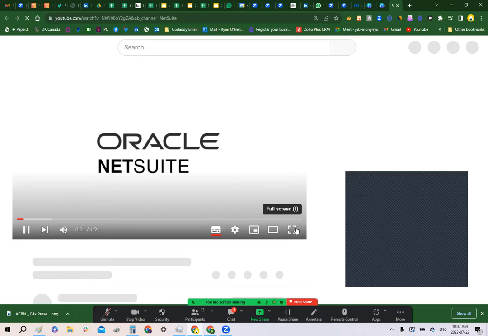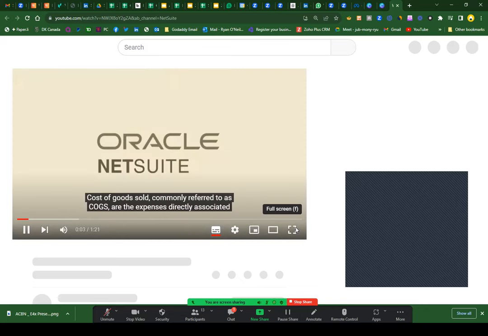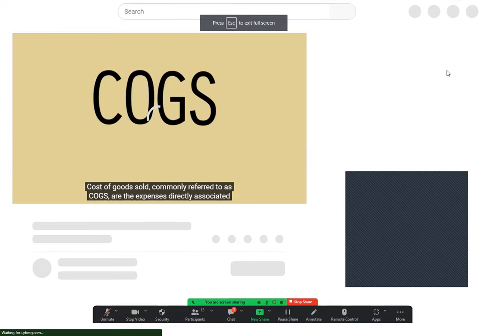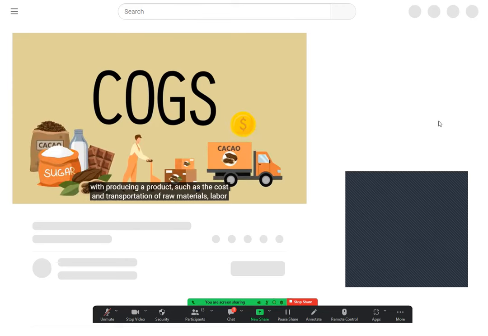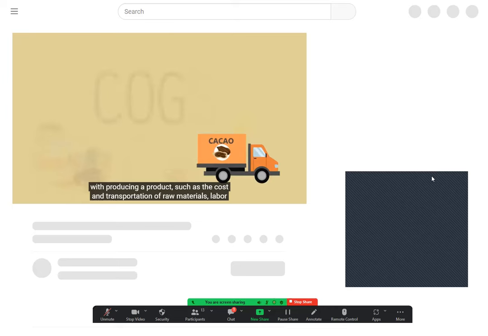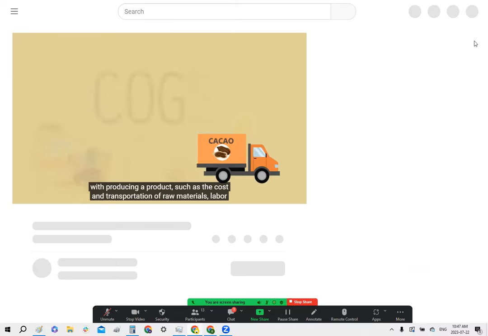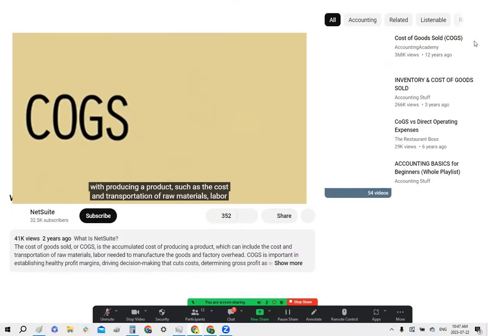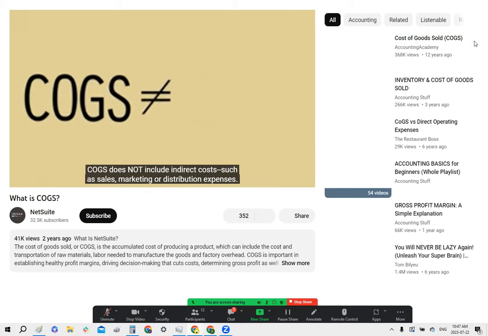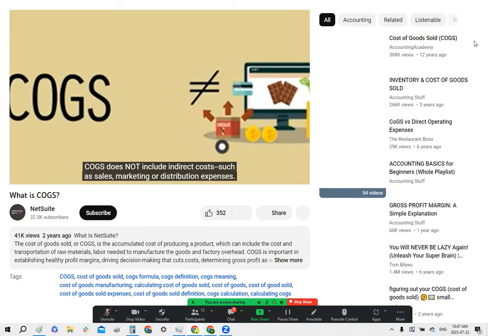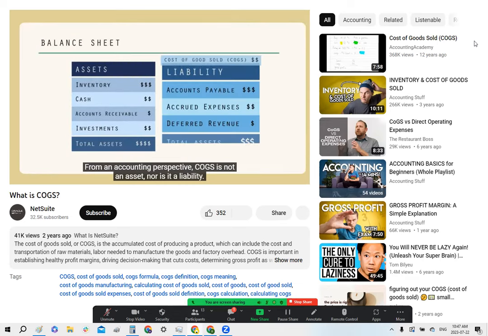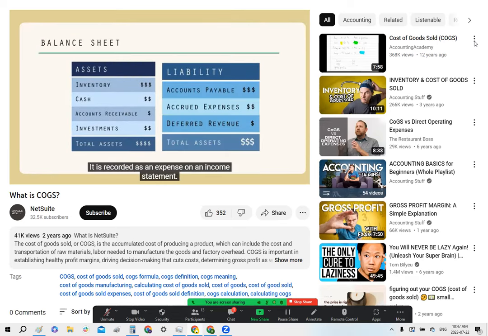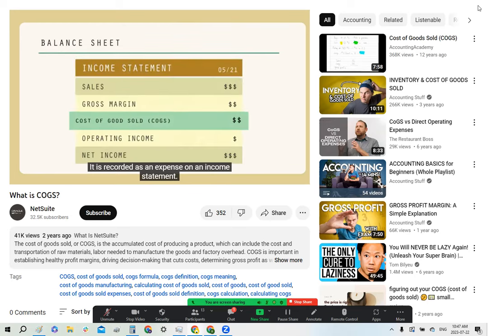Cost of goods sold, commonly referred to as COGS, are the expenses directly associated with producing a product, such as the cost and transportation of raw materials, labor needed to manufacture the goods, and storage fees. COGS does not include indirect costs, such as sales, marketing, or distribution expenses. From an accounting perspective, COGS is not an asset, nor is it a liability. It is recorded as an expense on an income statement.